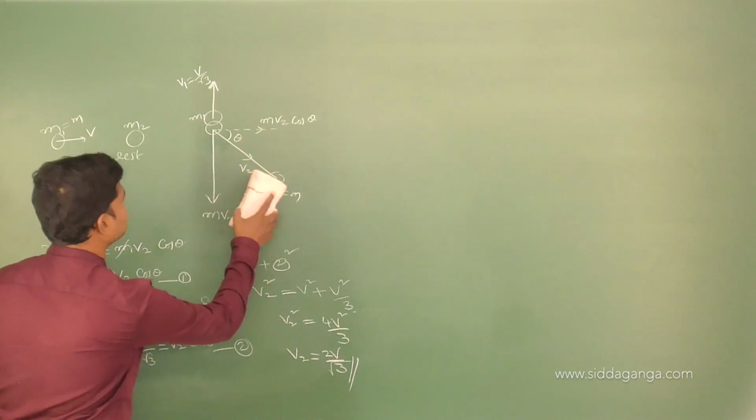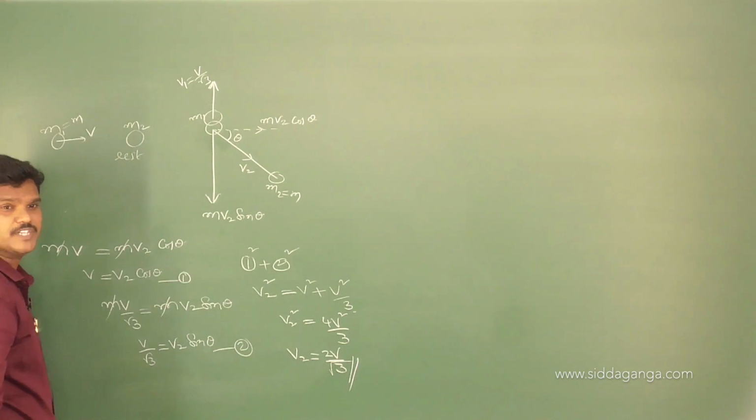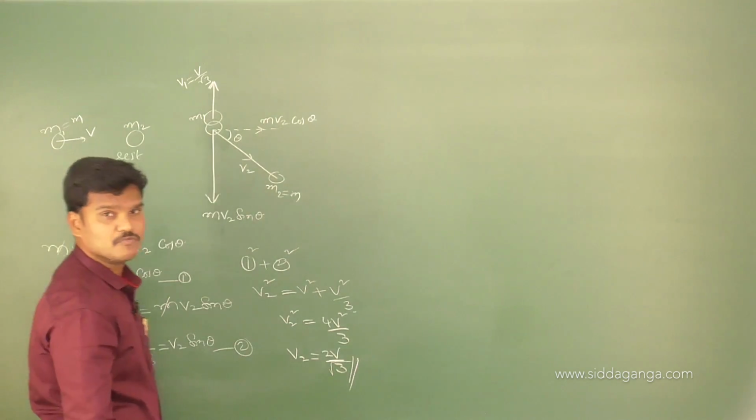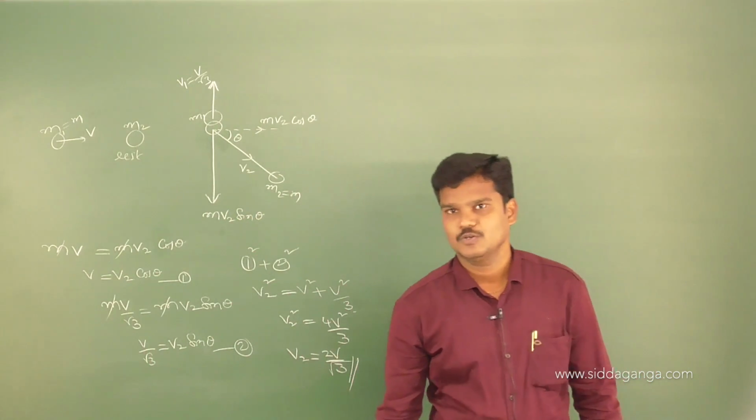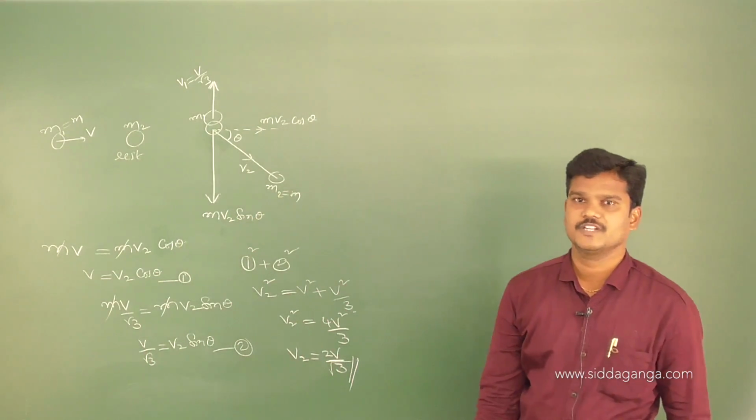So resolve the components, then you will get the answer. Equate the components along the x-axis and along the y-axis, and squaring equations 1 and 2, you will get the final answer, that is 2v by root 3. Go for the next one.